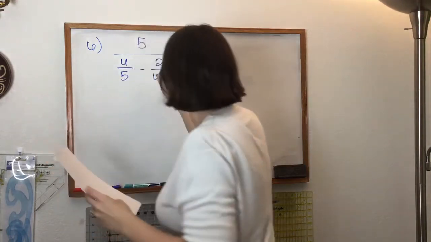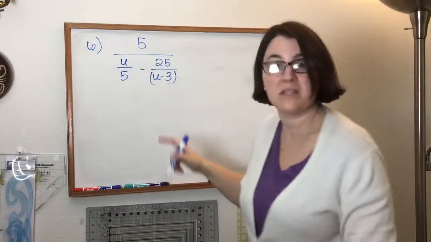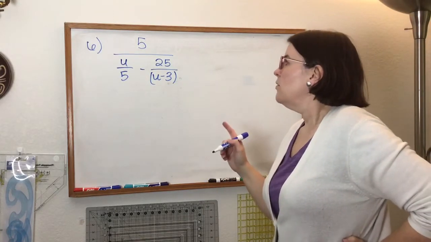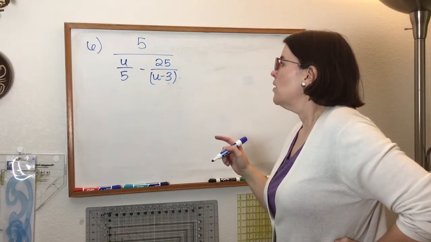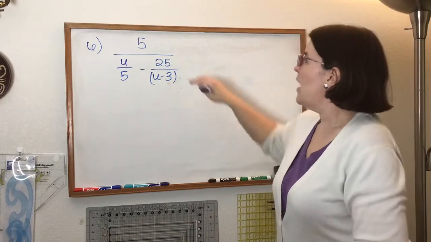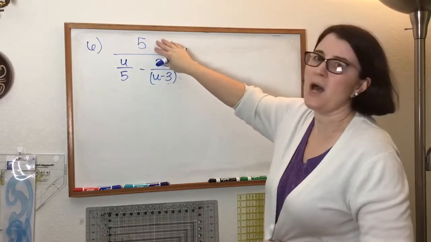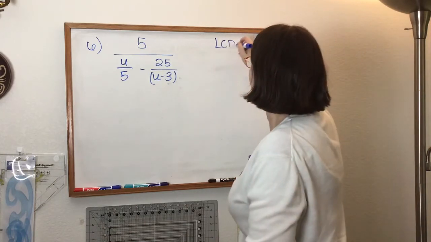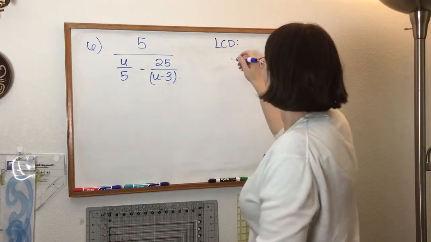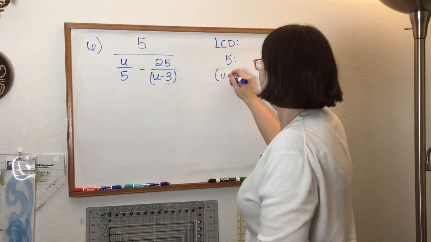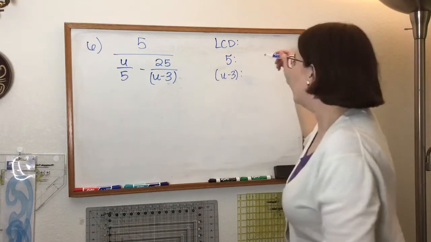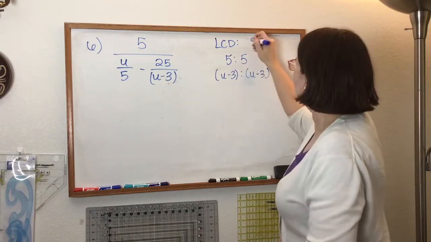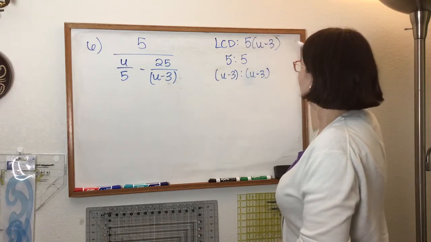And here's the beautiful thing, and I'm going to put a parenthesis around that because it's a binomial. Here's the beautiful thing. We are going to find our LCD, and we don't need to include the LCD in the top because the LCD of the top, or the denominator of the top, is just 1. Okay, so our LCD is going to be a 5 and a u minus 3. The only factors of 5 are 5 and 1. U minus 3 is unique, so our LCD is going to be 5 times u minus 3.